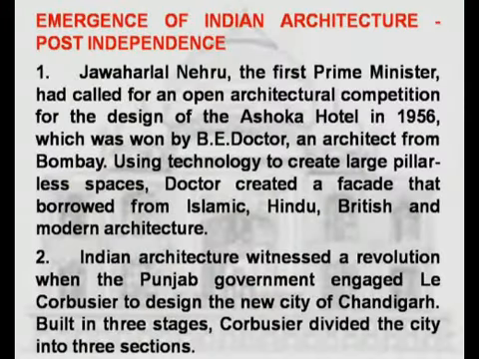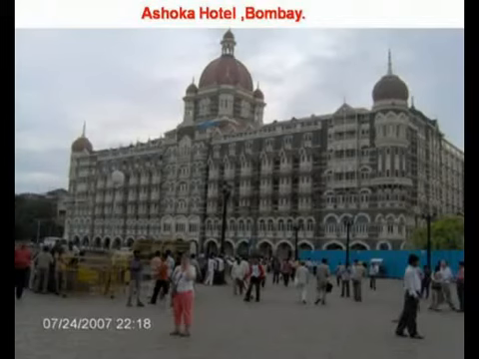Jawaharlal Nehru, the first Prime Minister of India, had called for an open architectural competition for the design of the Ashoka Hotel in 1956, which was won by B.E. Doctor, an architect from Bombay. Using technology to create large pillarless spaces, Doctor created a facade that borrowed from Islamic, Hindu, British and modern architecture.